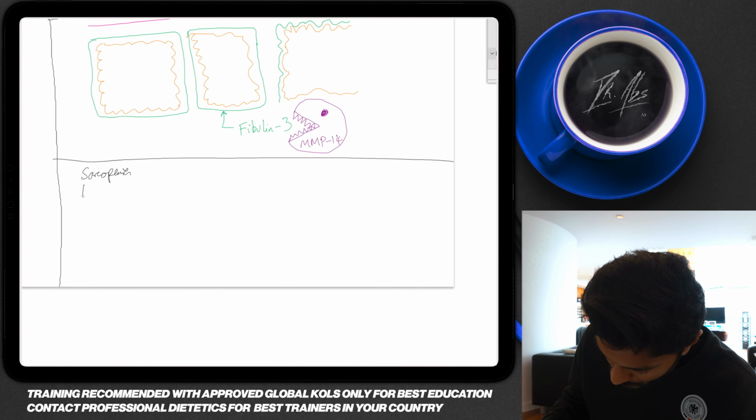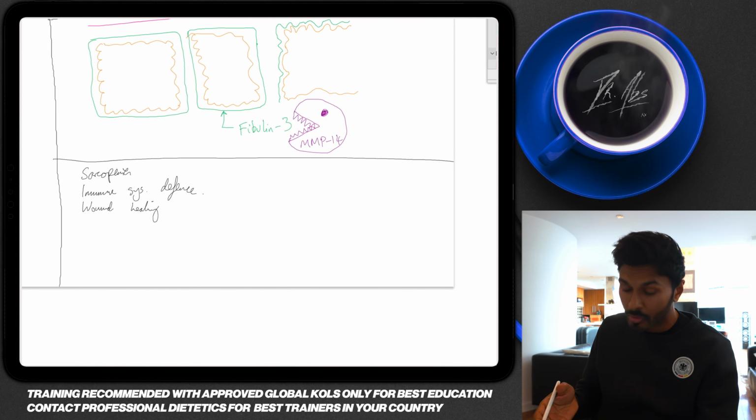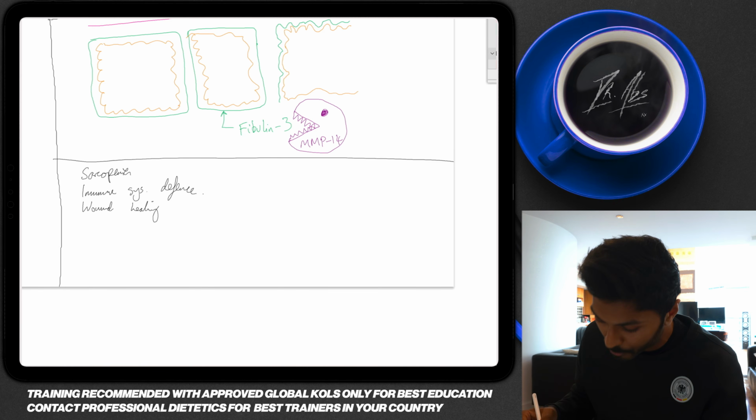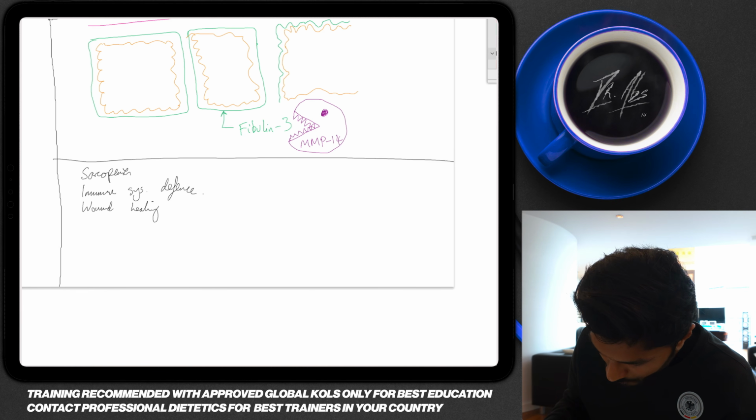sarcopenia, immune system defense, wound healing. Is it any wonder it's used in wound healing when we have maximal fibronectin increase, by the way? What else after wound healing? We've also got mucositis, dermatitis, dentistry.